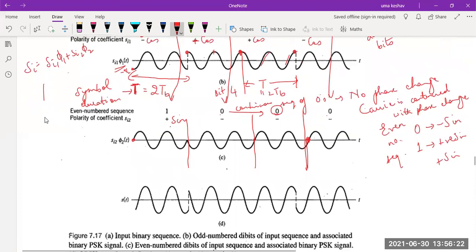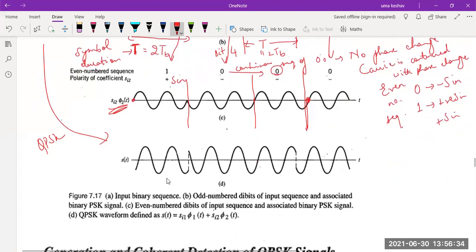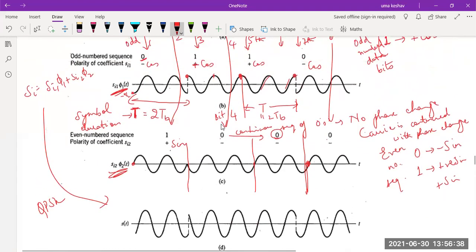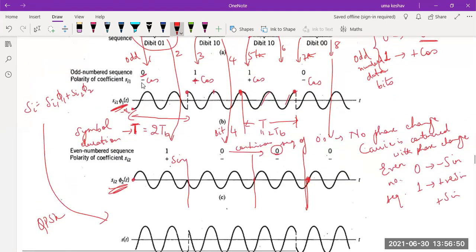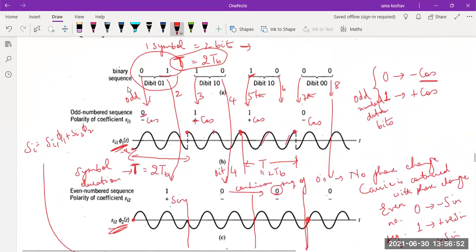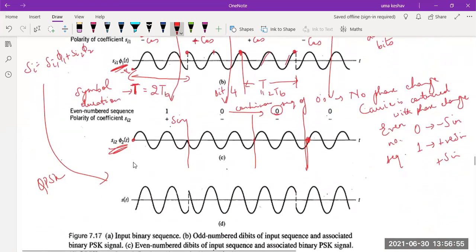So as I told, the QPSK signal is represented with ψ1 φ1 plus ψ2 φ2. ψ1 φ1 is this signal, ψ2 φ2 is this signal, and this will represent the summation of both these signals. And coming to how to draw this summation, you have to take a little bit of care here. Usually it is easier if we notice the dibit pair and the phase.